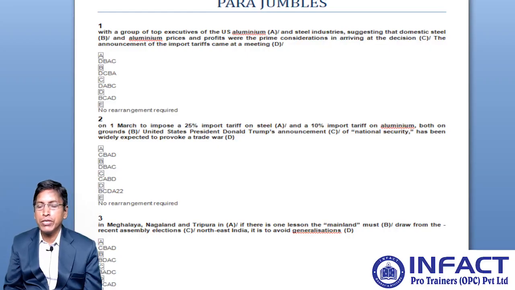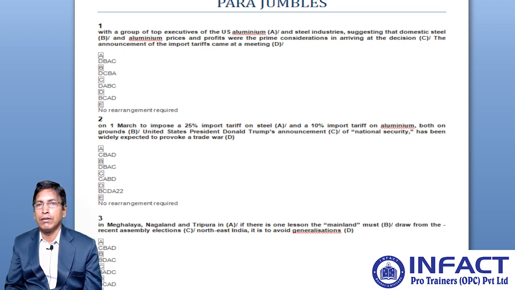So let us move to question number 1. With a group of top executives of the US aluminum and steel industries suggesting that domestic steel and aluminum prices and profits were the prime consideration in arriving at the decision, the announcement of the import tariffs came at a meeting. So what could be the sequence, from where it should start and from where it has to end?